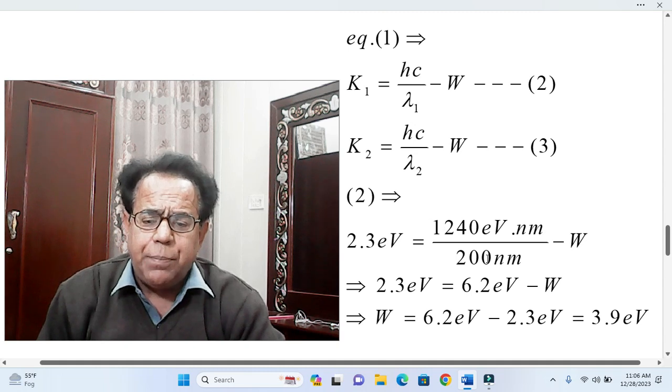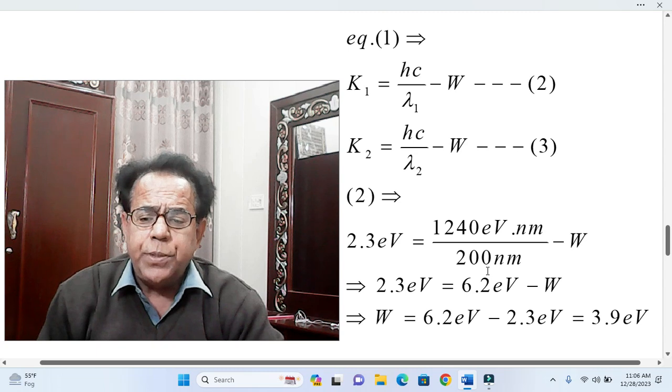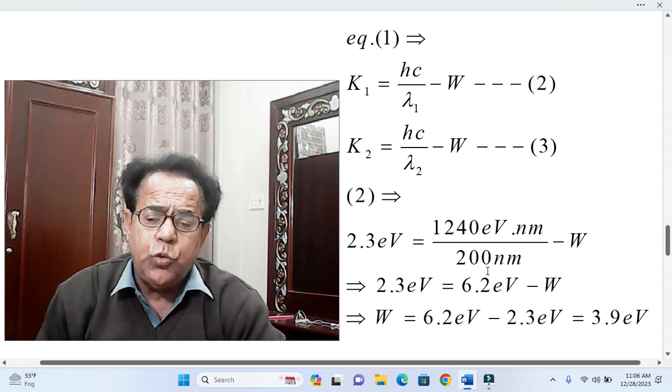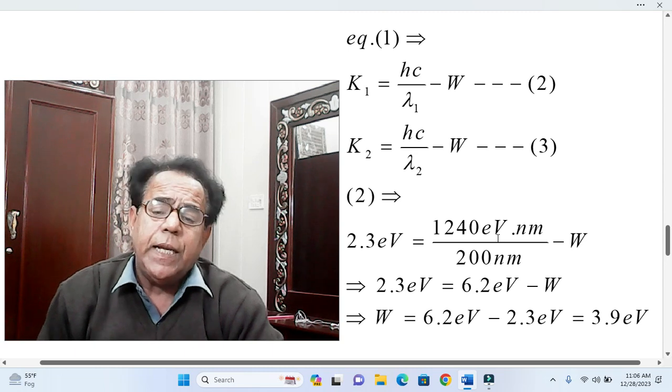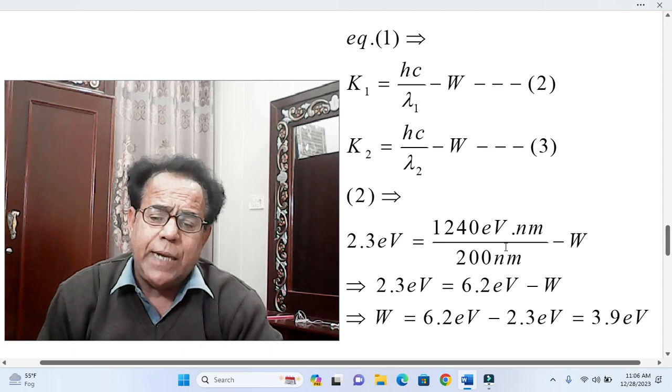Moreover, the value of lambda 1 is also provided in the statement, 200 nanometer. Here we will not have to convert nano into 10 raised to the power minus 9, because nanometer will be cancelled with nanometer.